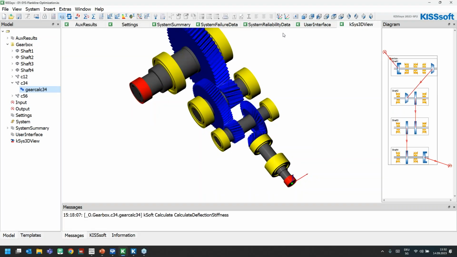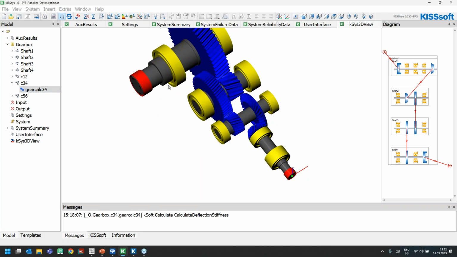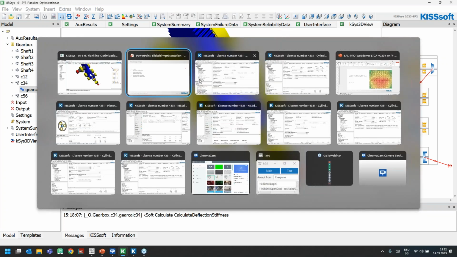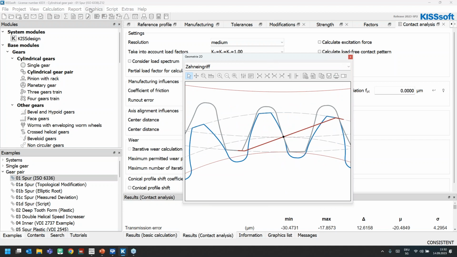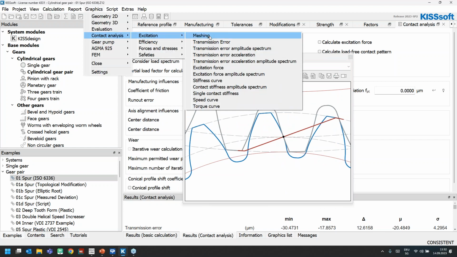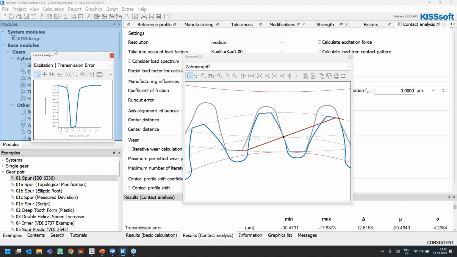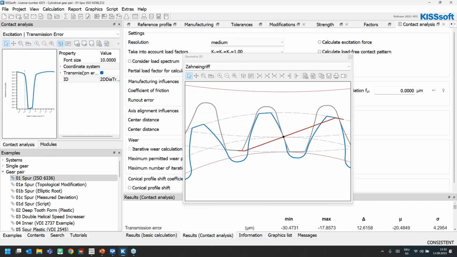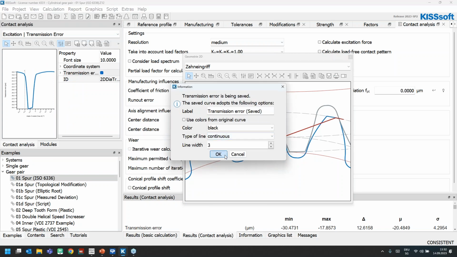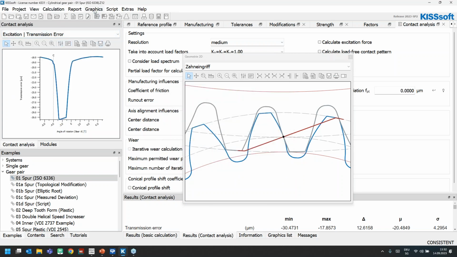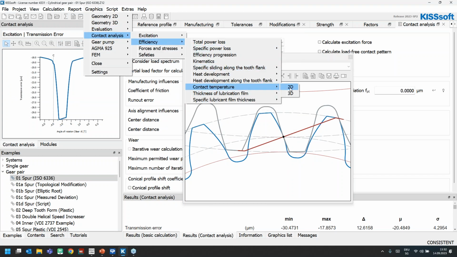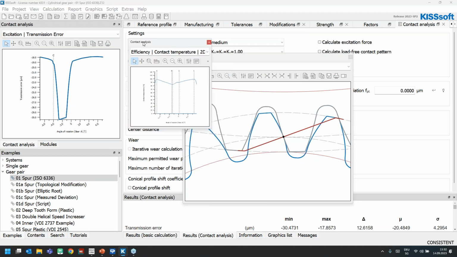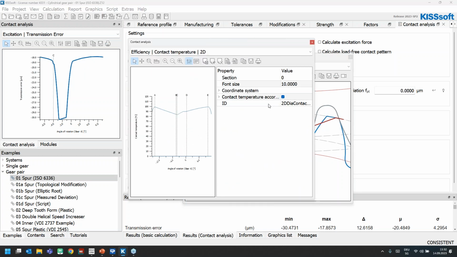So let me close that and let us have a look at an example. Yeah, I think we can take this one. So first of all, let us have a look at some result parameters. First of all, the transmission error. And I would like to save this curve so that we can compare the results before and after the optimization. What else am I interested in? I'm interested in maybe contact temperature. Why not?